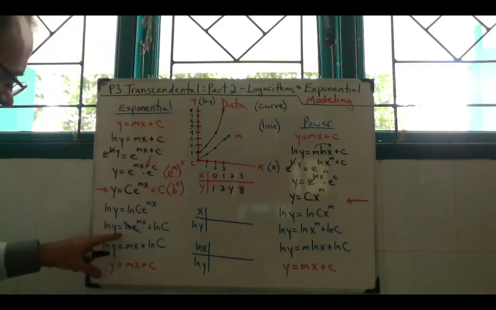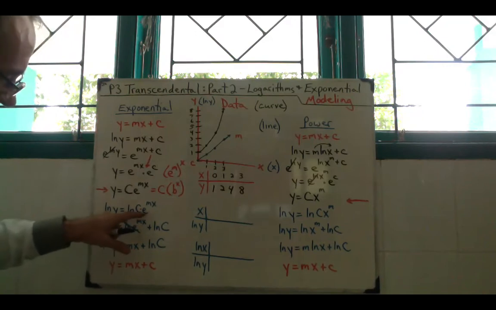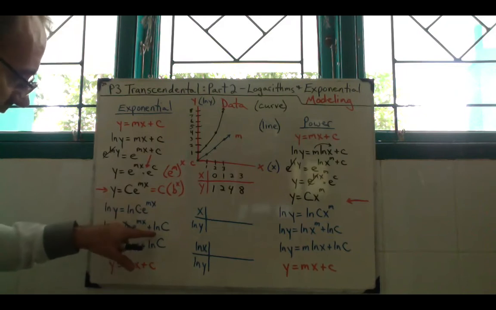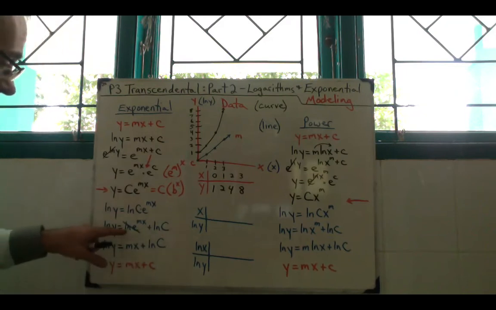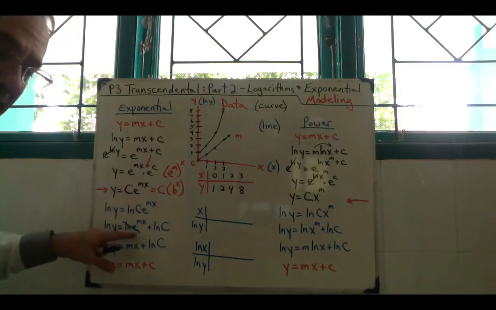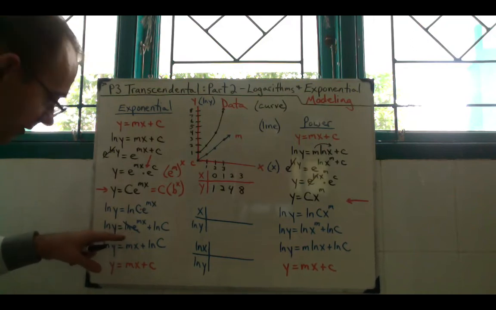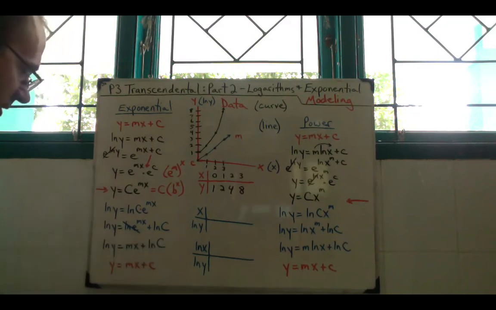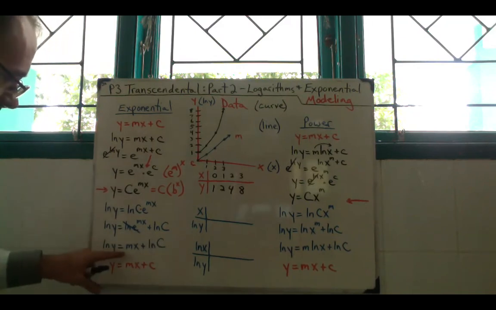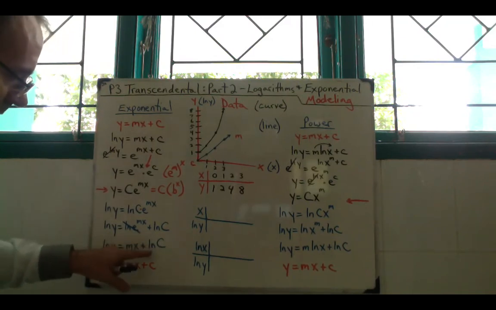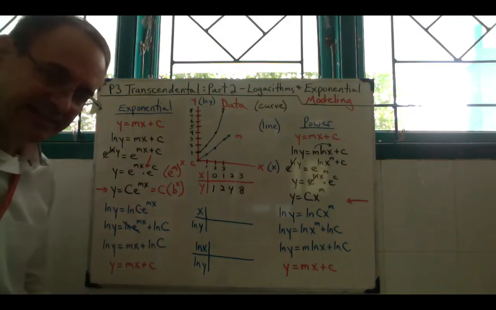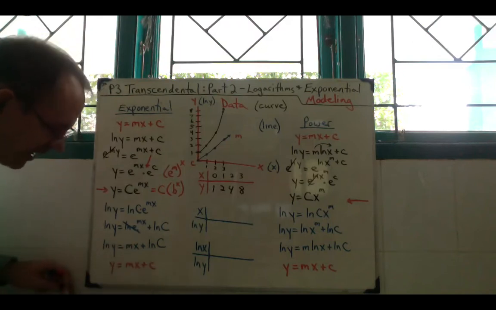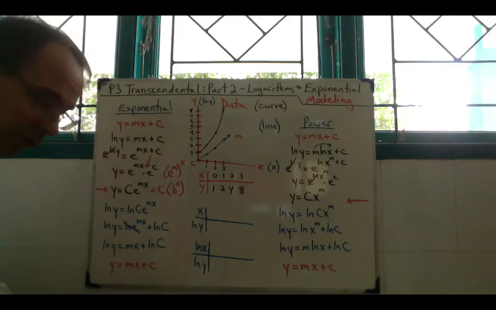So ln y equals ln, and I put the e to the mx first, plus ln c. Well, the ln and e are opposites. They cancel, and so that drops the mx down to the normal script. So you get ln y equals mx plus ln capital C. So now hopefully you see the y equals mx plus c format.